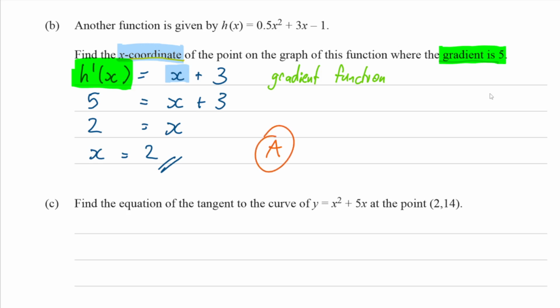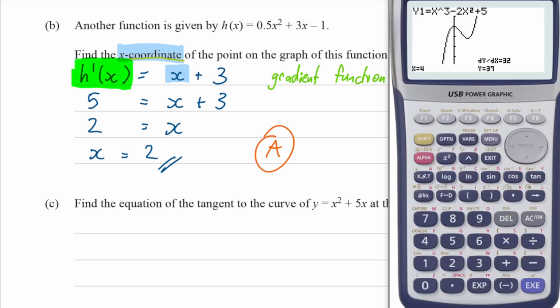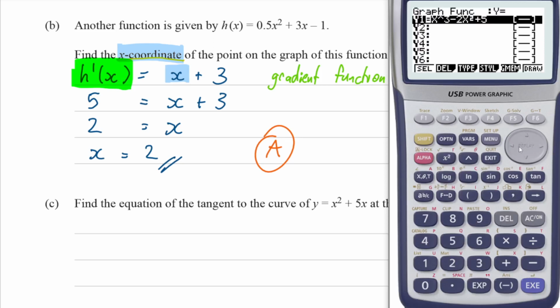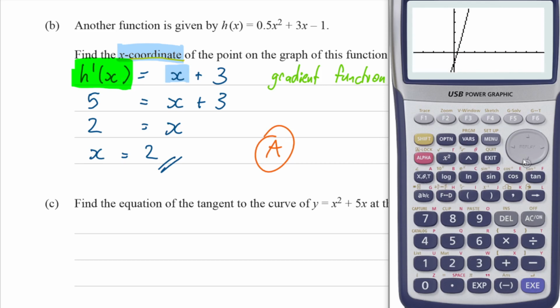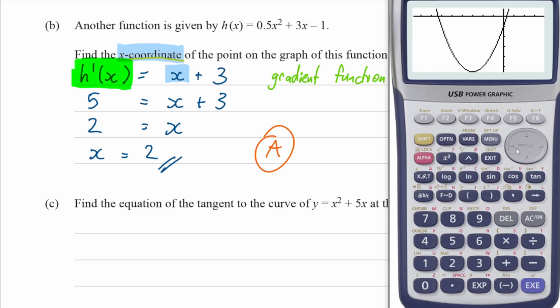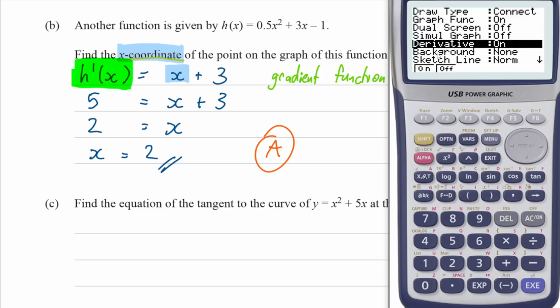If you like, I'll just show you how to do it or check on your calculator. This is optional, but it's always good to check. So to check on your calculator, you need to graph the original function. So 0.5x squared plus 3x minus 1. So that will give us a lovely parabola. There we go. Now, you do need to turn on a setting to access this feature. So shift menu, derivative, make sure that is on, so F1. A reminder, the derivative is the gradient.